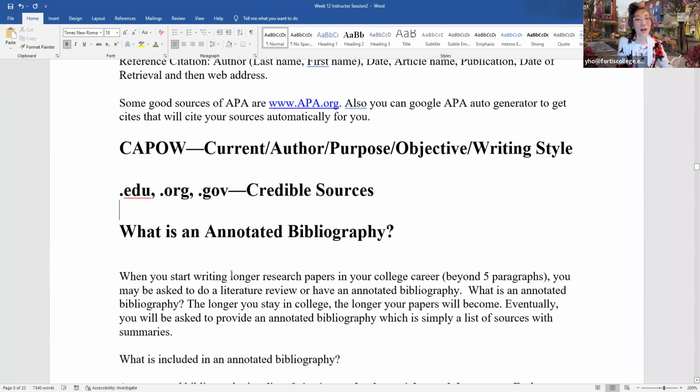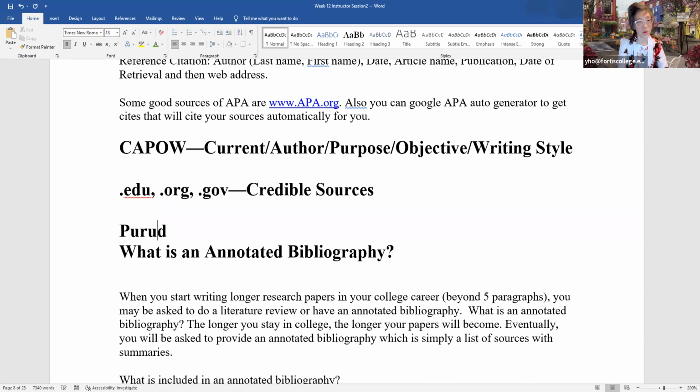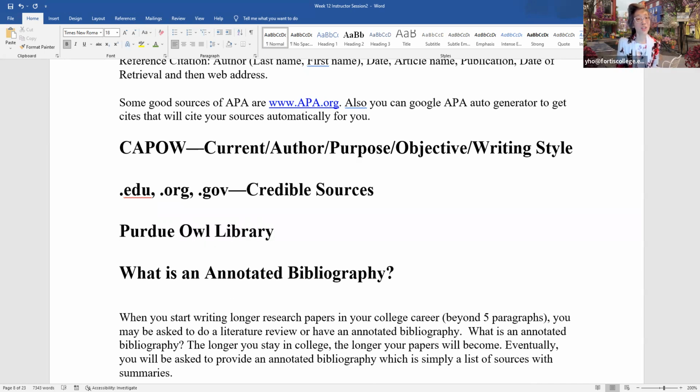Okay, so whenever I find writing sources for you, if I find Purdue University .edu, which is the Purdue University OWL Library, that's another good source. Yeah, that's what it's called. So after this class is over and I'm not around to answer your questions, you can go to the Purdue OWL Library, and that is a .edu.